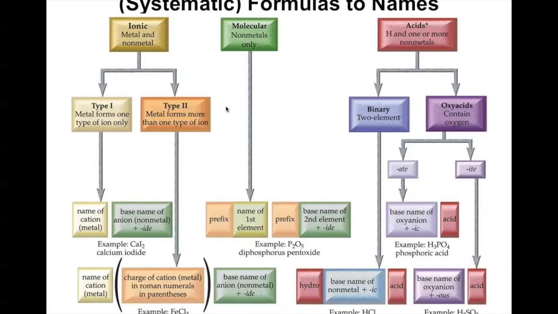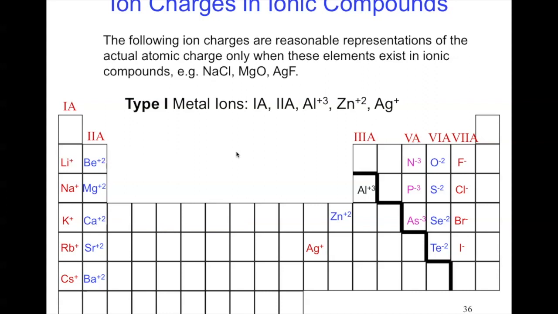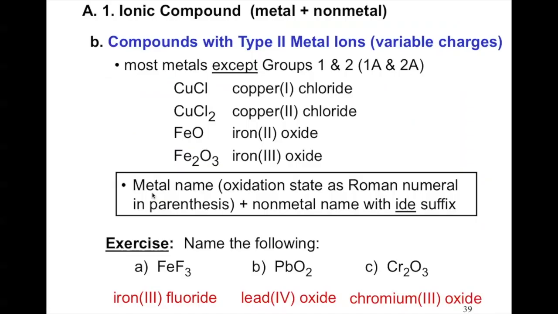All right, so how can you identify a type 2 metal ion? Well, because it's not type 1. If we go back and look here at our type 1 metal ions, all the spaces that are empty are places where other metal elements would be, and their charges can vary. So how do you figure out what charge you have? Well, it depends on what it's bonded to.